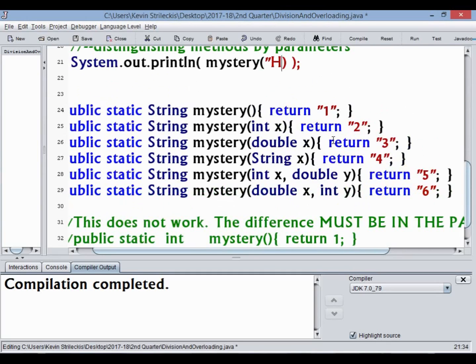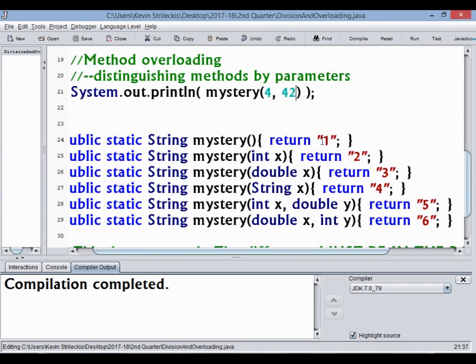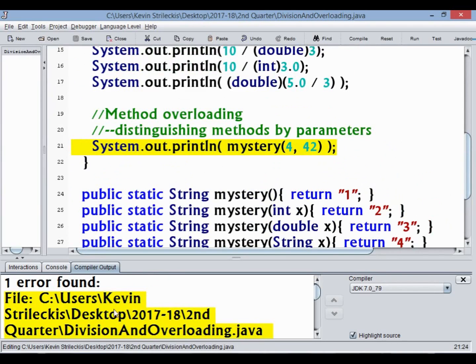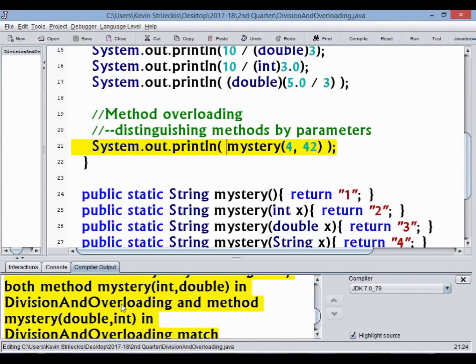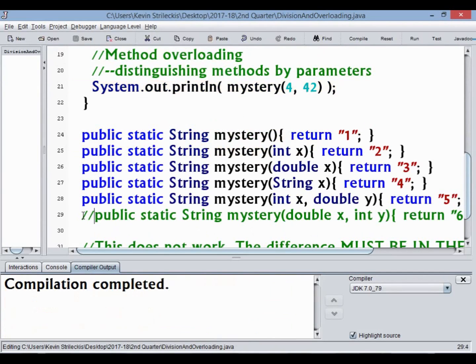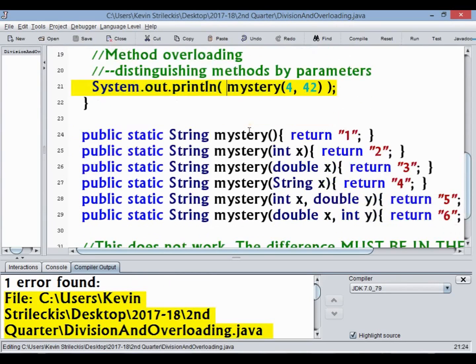If we give it a word, it's going to be a 4. And you guys know what that one's going to be? Good. How about this one? Yeah, it's going to have a problem. It says, I don't know which one, my man. Because there's already an int, double and a double, int. If it had just one of them, it's fine. But when you have both of them, either of those could be a double, casted to a double easily. So it doesn't know.